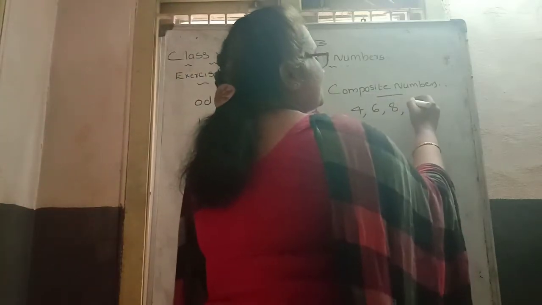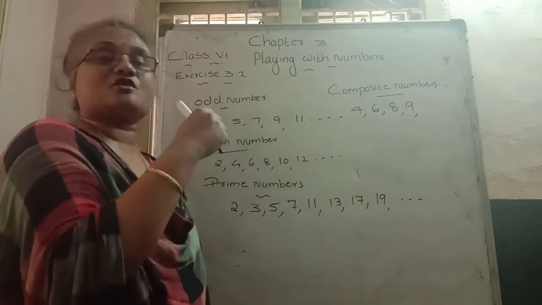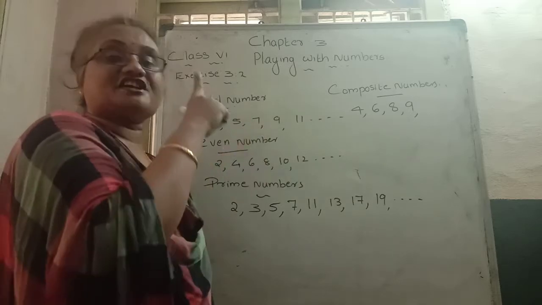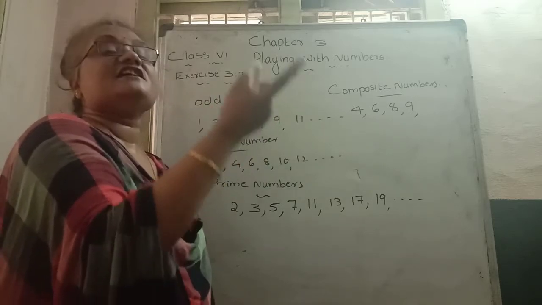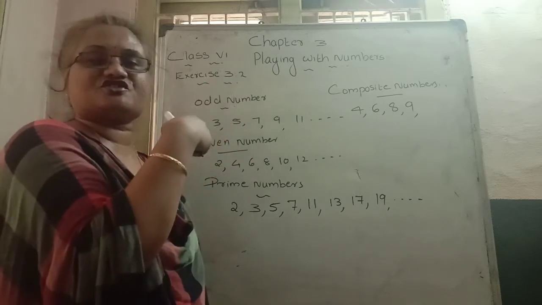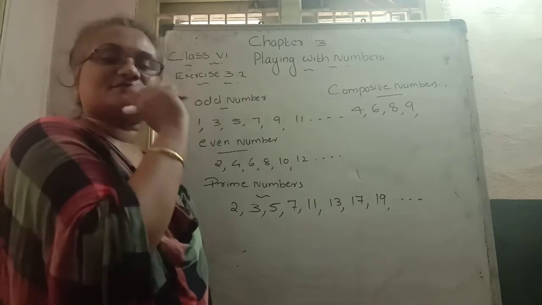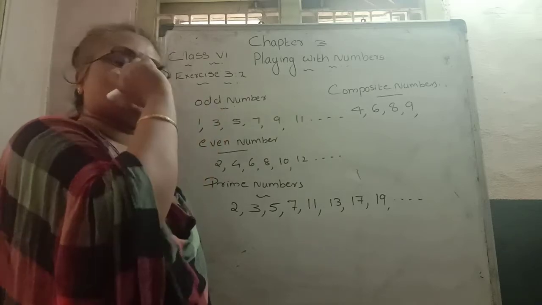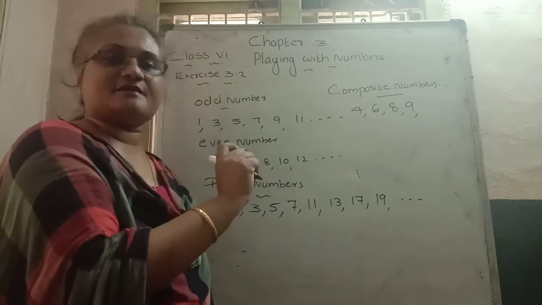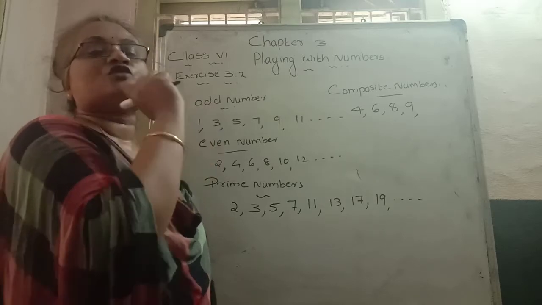The next composite number is 9. Why do we call 9 a composite number? 1 into 9 is 9, 3 threes are 9, and 9 into 1 is 9. So 9 has more than 2 factors. Don't think 9 is a prime number; some students make that mistake. Remember, 9 is not a prime number. It is a composite number.